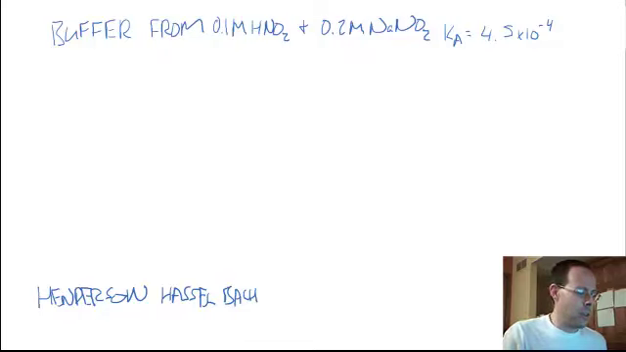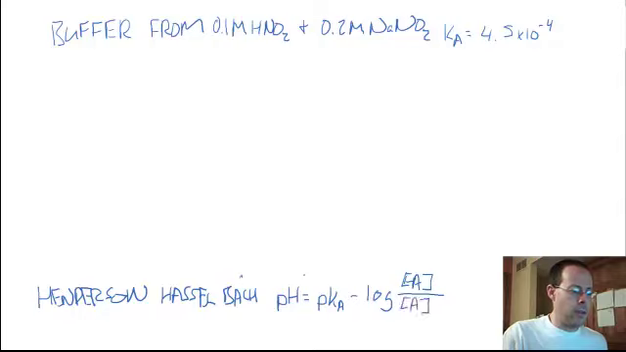So the Henderson-Hasselbalch equation, if you look on the equation sheet or in the textbook, you're going to see something that looks like this: pH equals pKa minus the log of your acid concentration, HA, over your conjugate base concentration, A minus. But this is basically the Henderson-Hasselbalch equation.